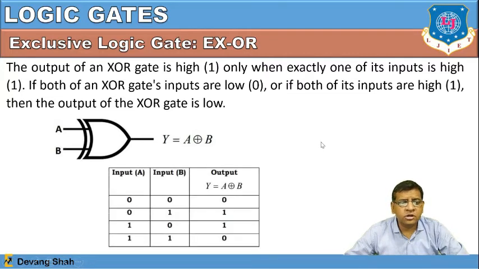You can see the truth table: if you apply 0, 0, the output must be 0. If you apply 0 and 1, or 1 and 0, one of the inputs is 1, so the output becomes 1. If both the inputs are 1 and 1, the output becomes 0, because it follows the Boolean function A bar into B plus A into B bar. That's the exclusive OR gate, right?